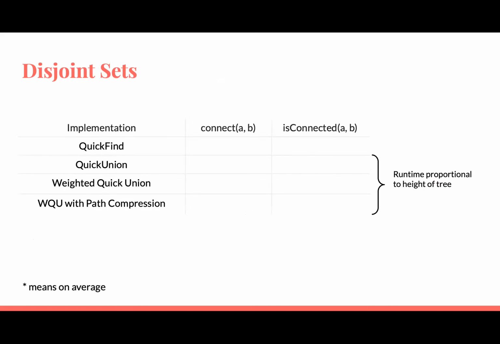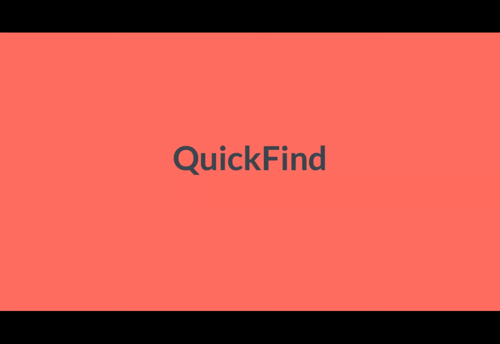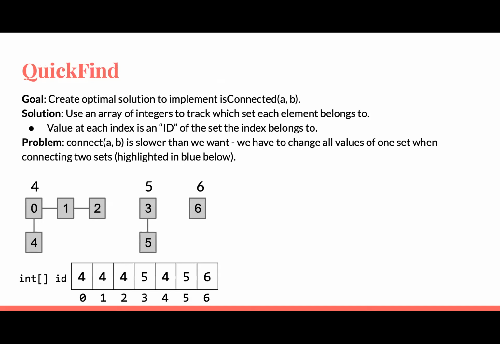So these are the 4 implementations that we're going to be talking about today. We're going to walk through each one of them and their overall runtimes and see how they compare to each other. So quick find is probably the most straightforward way to implement this. The general idea is that every single set is represented with some value. So this set right here, we're going to call it 4. And then this set right here, we're going to call it 5, and then 6, and so forth.